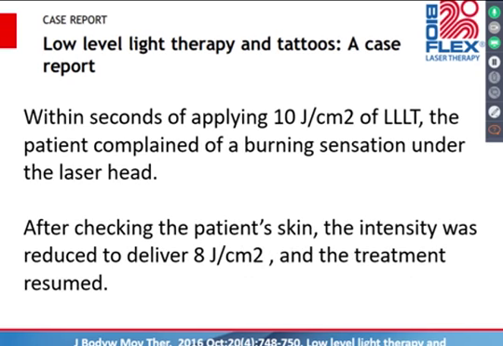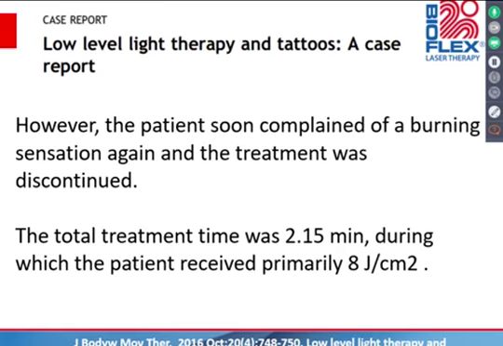So within seconds of applying 10 joules, the patient complained of a burning sensation under the laser head. The technician or the PT checked the patient's skin. It seemed okay, so they reduced the intensity to 8 joules, and then they continued the treatment. However, the patient continued to complain of a burning sensation again, and the treatment was then discontinued. Total treatment time that was logged was 2.15 minutes, during which time the patient received essentially 8 joules per centimeter squared on average.